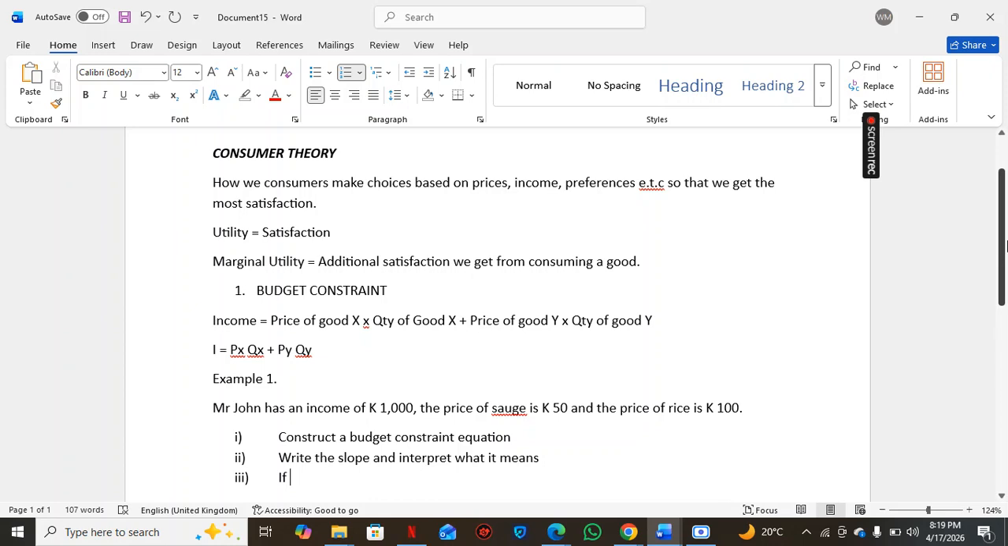If Mr. John wants to buy only sausages, how many can he get? And if he wants to buy rice only, how many can he get?